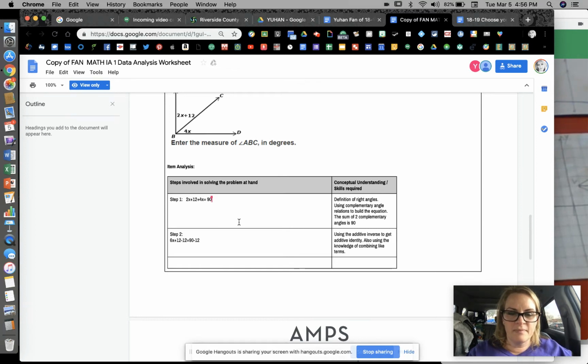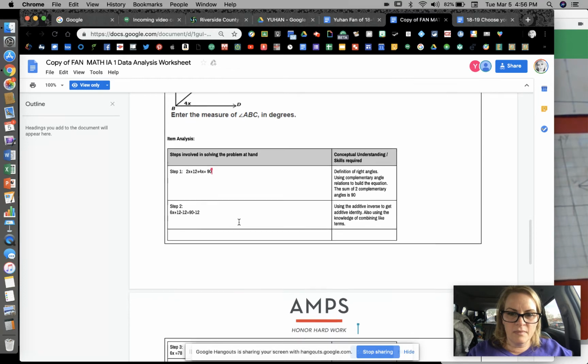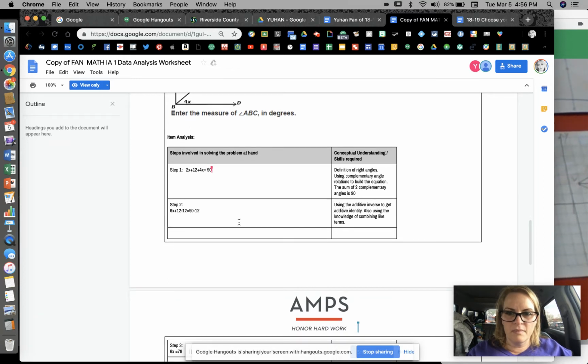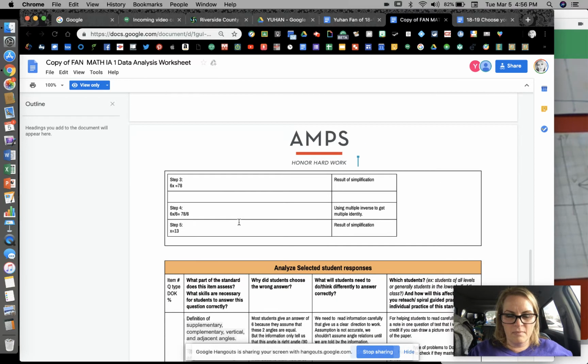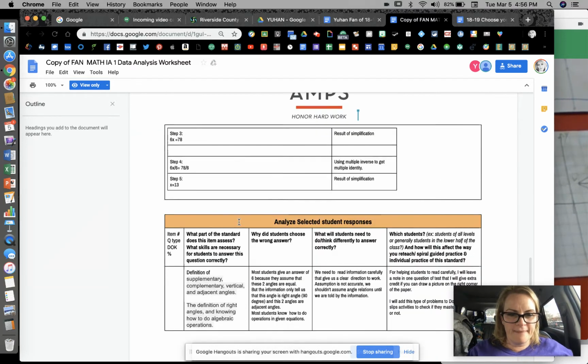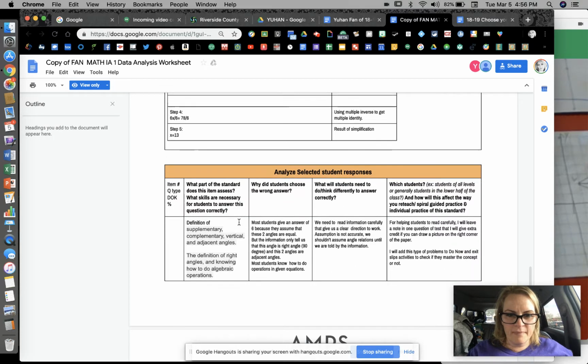So next, we need to read correctly. We need great information to calculate and give us a clear direction first. The function is not accurate, and we should assume the angle relation holds by the equation. Okay. All right.